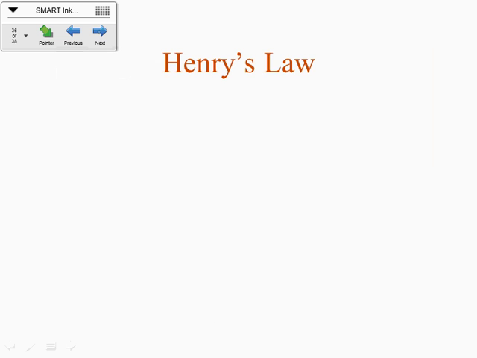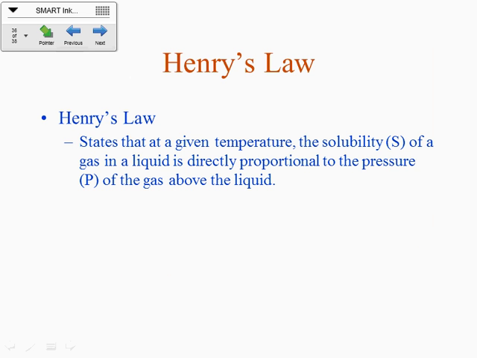Okay, that brings us to Henry's law, which is the last calculation you're going to have to do for this unit. Henry's law says that at a given temperature, the solubility is directly proportional to the pressure of the gas above the liquid. This is going to look familiar to one of your gas laws also, right? You guys remember V1 over T1 equals V2 over T2? S is solubility, P is pressure, okay? So this is very similar to the gas laws. It's just a proportion here, all right?